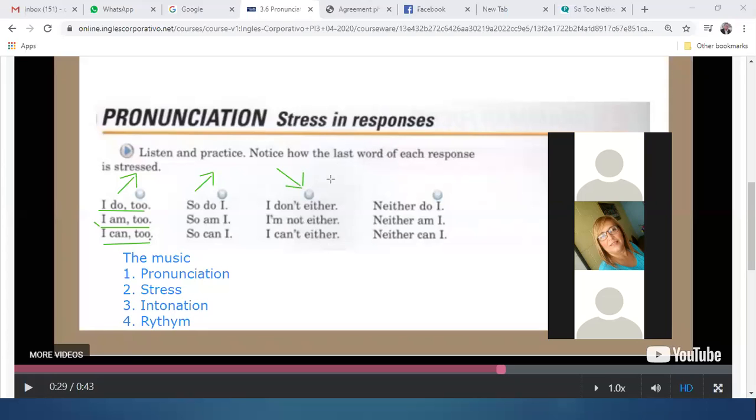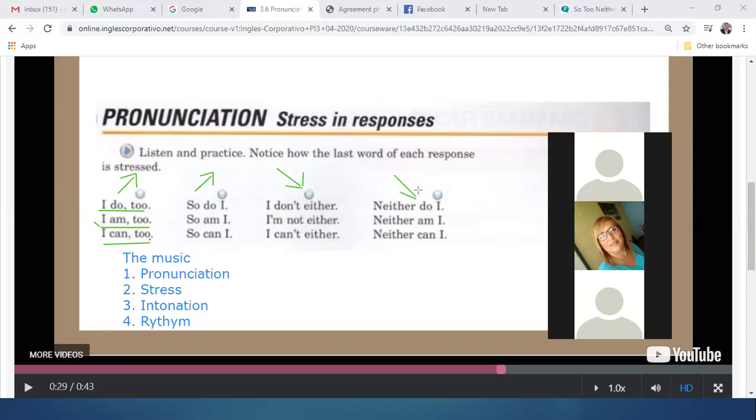I am not a dentist. I'm not either. I can't play the guitar. I can't either. Very good. Very good. How about this one?